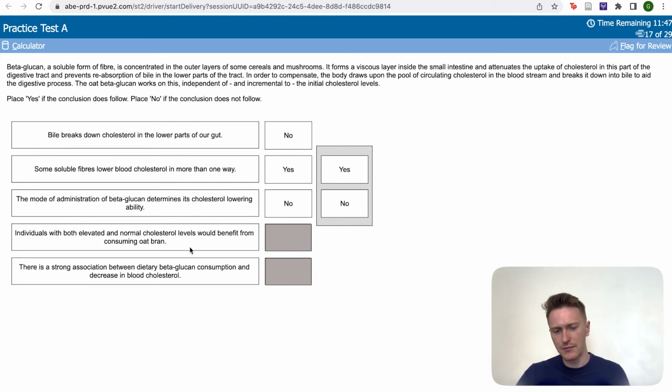Now, my problem is maybe that we don't know whether that's a beneficial thing. For example, maybe you can have too low cholesterol. Now my gut says that's not a thing, but nonetheless, I'm a bit hesitant about saying that they would benefit, that the cholesterol would be lowered. It's unsure about whether that would benefit. There's a strong association between this consumption and decrease of blood cholesterol. Yes, we're told that it lowers blood cholesterol and there's a mechanism in place, so I think that does follow.